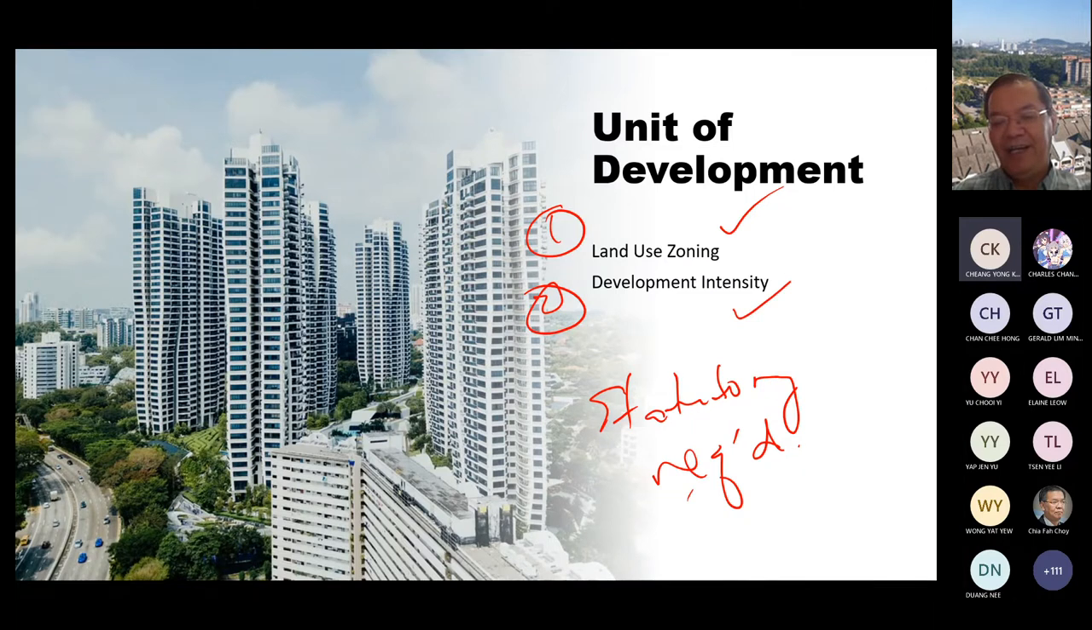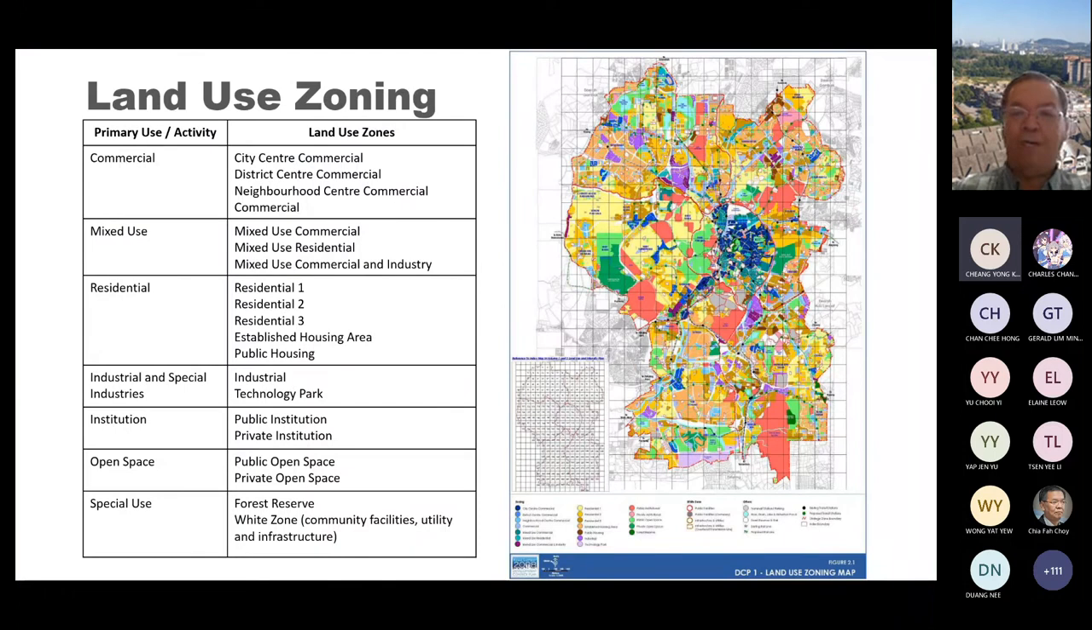Now, land use zoning, for example, in Kuala Lumpur, the use of all the pieces of land is predetermined already, so what it can be used for. The land use zoning in Kuala Lumpur has the primary uses: commercial, mixed use, residential, industrial and special industry, institution, open space, special use. There are 7 primary uses. And all the primary uses are further divided into land use zones. For example, commercial is divided into city center commercial, district center commercial, neighborhood center commercial, and commercial. And for mixed use, we have mixed use commercial, mixed use residential, mixed use commercial and industry.